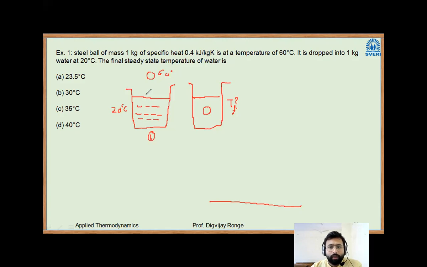Now, I will write down the given data. So what is given here?